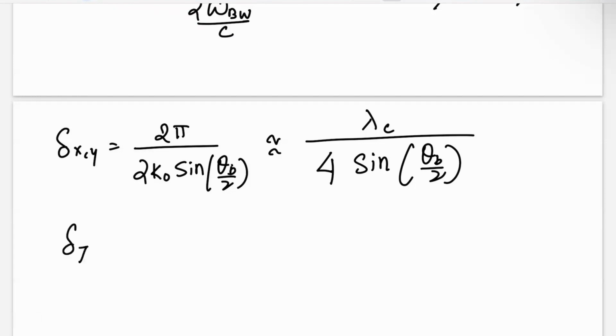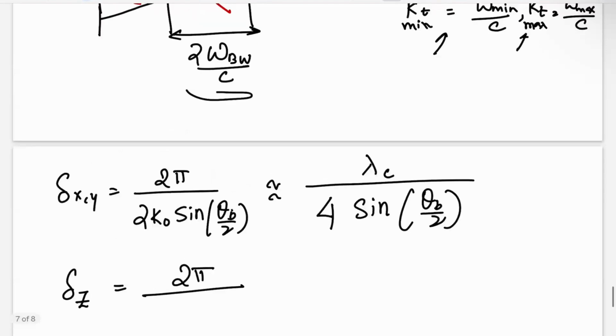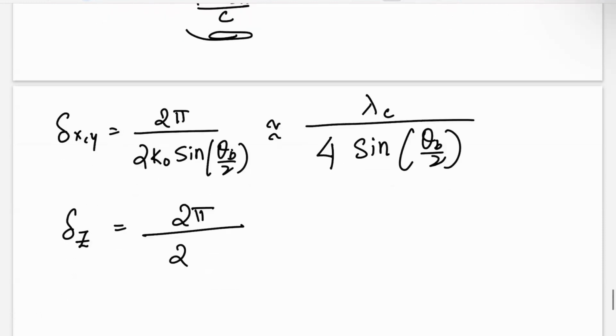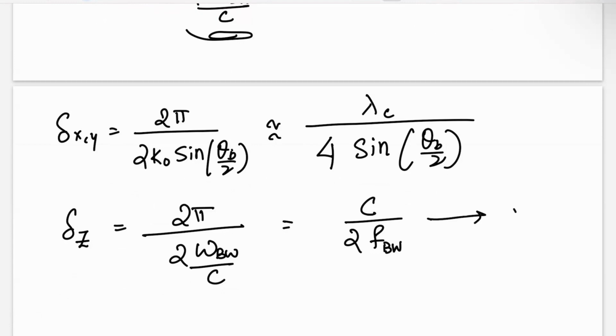And the resolution in Z is 2 pi divided by this value, 2 omega bandwidth divided by C. And that is C over 2 times the bandwidth. So this is the same as FMCW radars, which is what we saw earlier, the range resolution, or resolution in Z. And this is actually the same as the resolution for synthetic aperture radars, SAR.